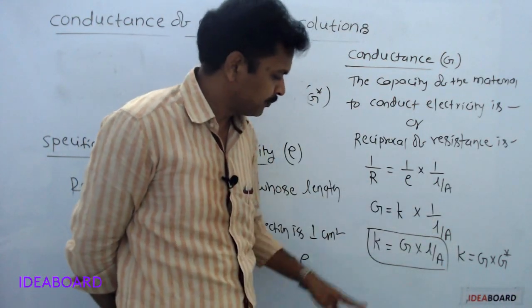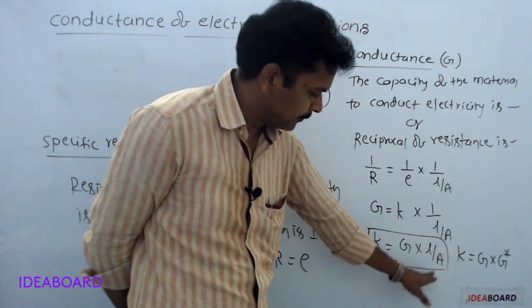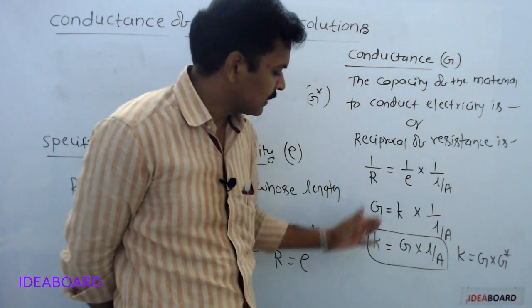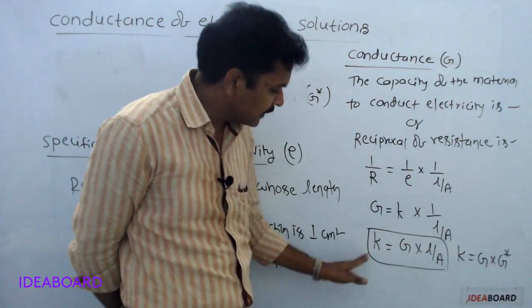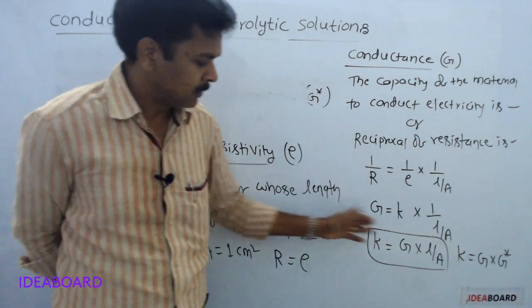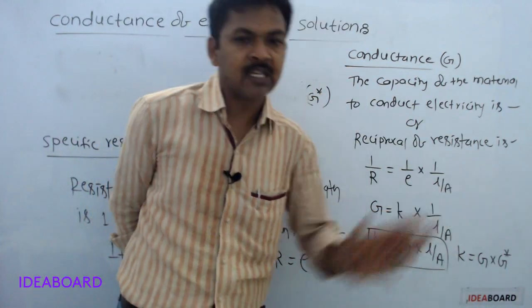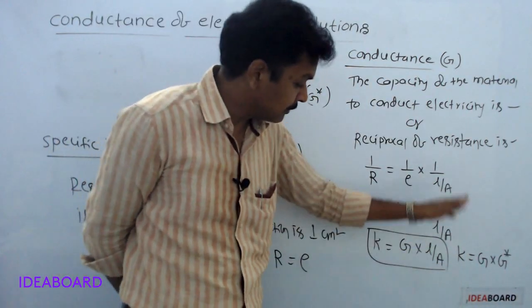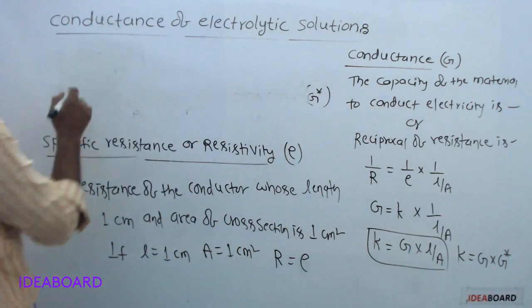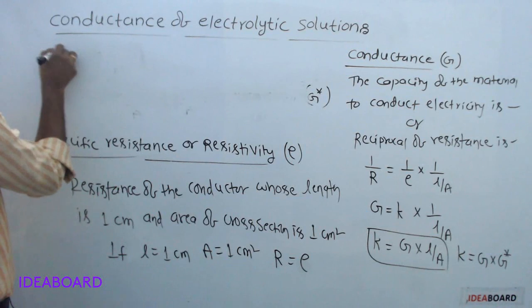Or from this formula, kappa is equal to G into L by A. If L is equal to 1 centimeter, A is equal to 1 centimeter square, then kappa is equal to G. So kappa is nothing but conductance only, but the condition is that the length of the conductor is 1 centimeter and area of the conductor is 1 centimeter square. So that kappa is nothing but specific conductance.